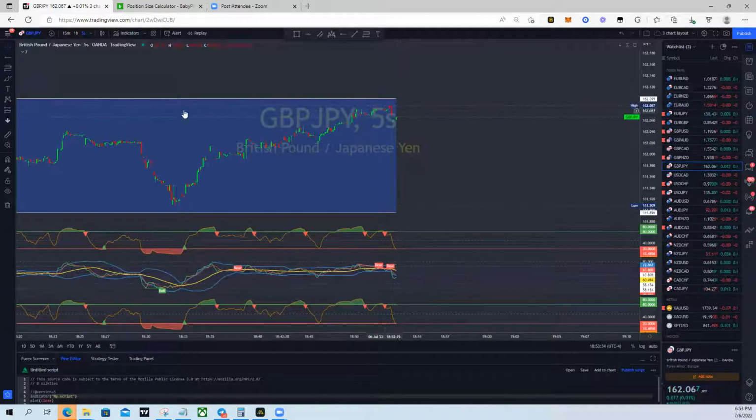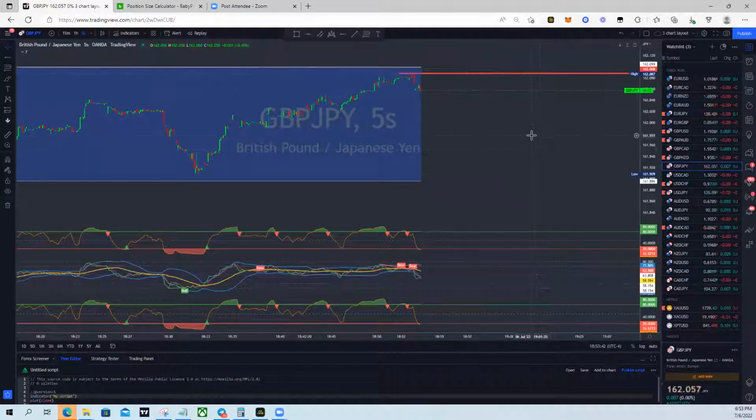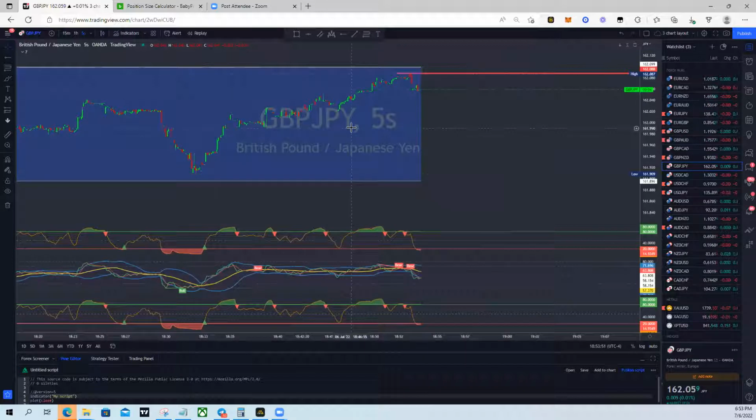Now, if we get a pullback and it respects this level that it just created right here, I would sell this market. I would definitely sell. That's me. This is technicals. We're here to go over the tools, the power of the tools. That's just a technical trade that I would have taken based off of what I understand from the zone, right?